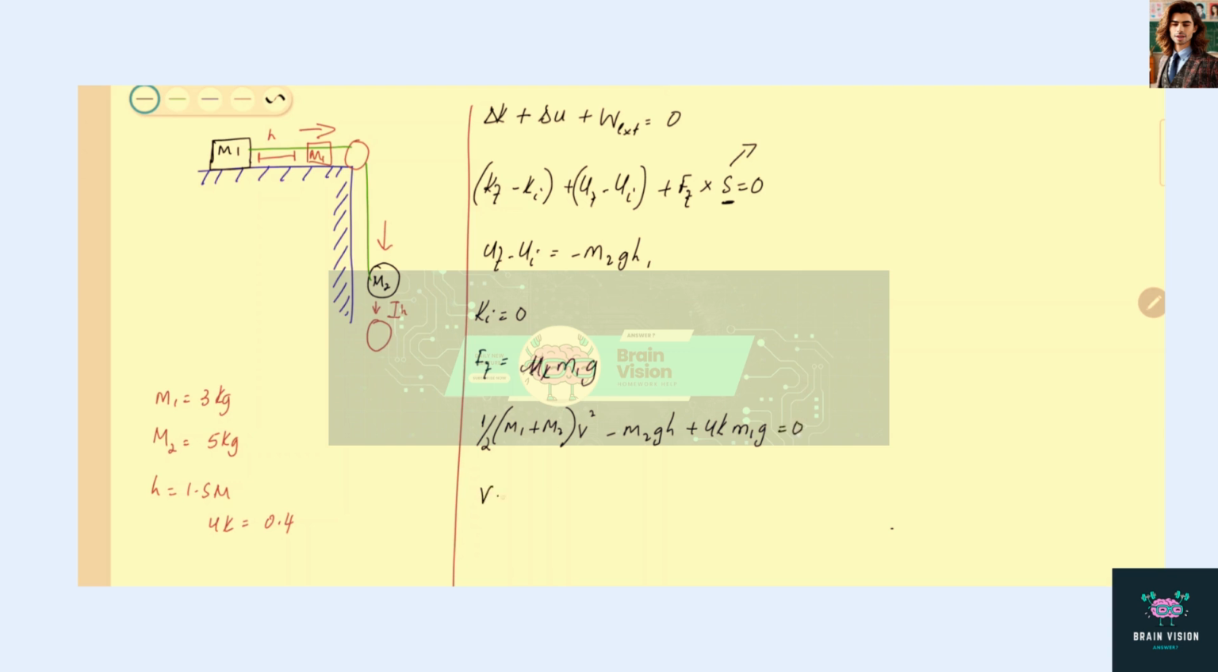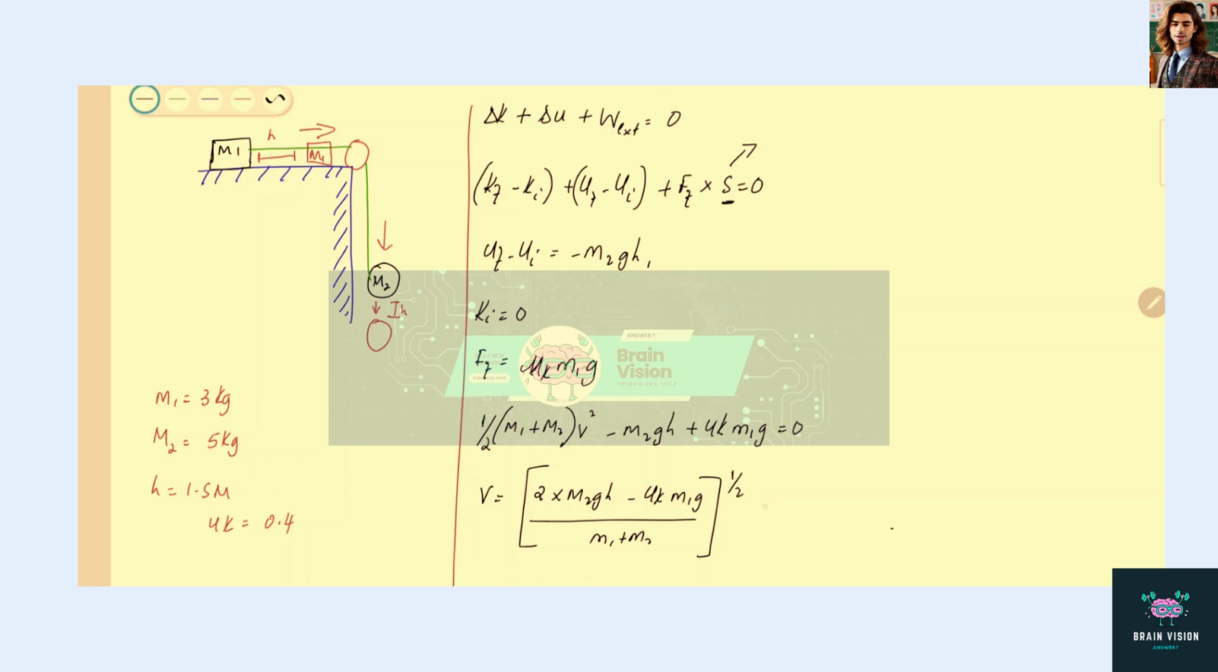So V for the system will be equal to 2 multiplied by m2gh minus the constant and m1gh, divided by m1 plus m2, and then we put all of this to the power half.